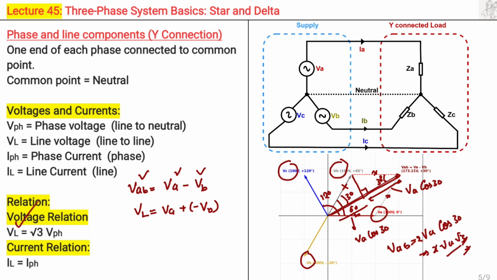Therefore line voltage is simply root 3 times the phase voltage, and from this circuit we can see that the line current is the same as the phase current which is flowing through the phase. Therefore the relation between currents is that line current is equal to phase current.